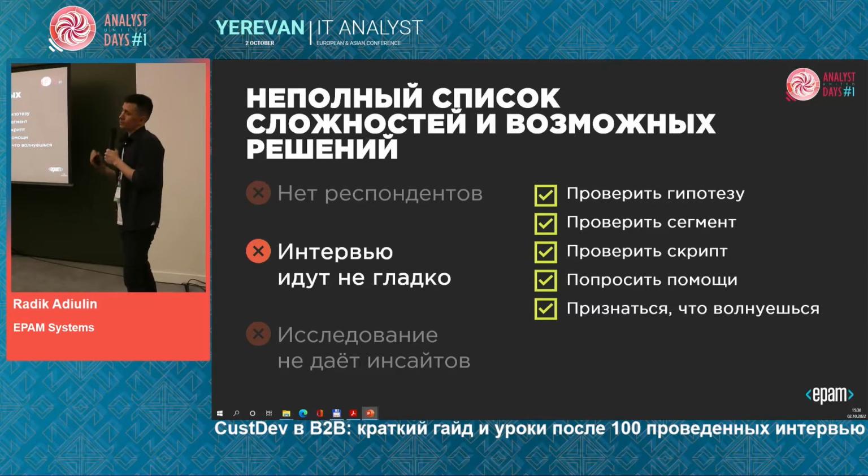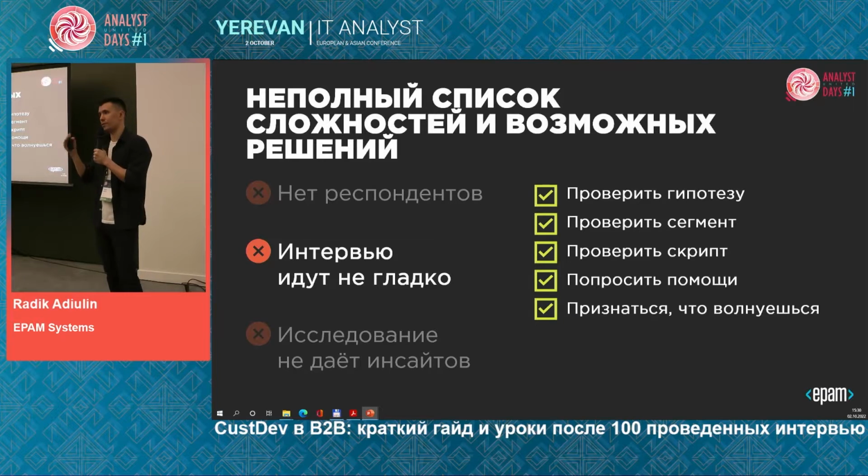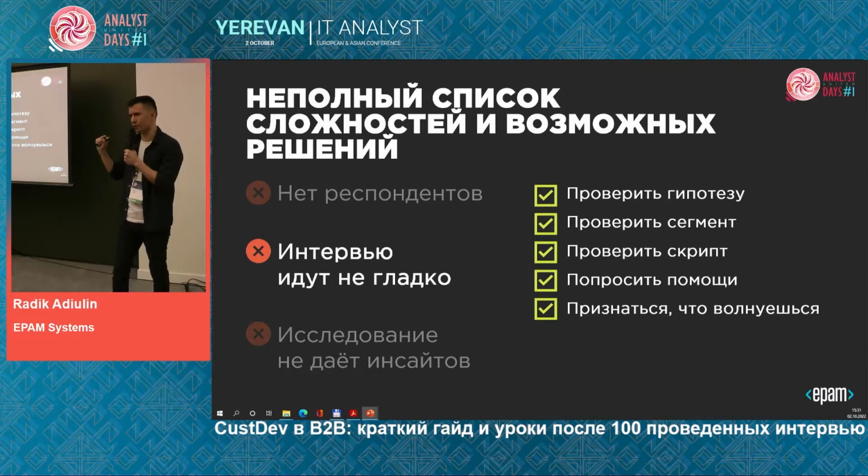Next, what are the difficulties? The interviews are not going smoothly. What does it mean? At some point, I understand that interviewers and respondents either don't answer the way I want them to, in which case I need to recheck my hypothesis. Maybe I formulated the hypothesis in the wrong way. In this case, I could have made a mistake about the segment. Maybe I'm communicating with the wrong audience.